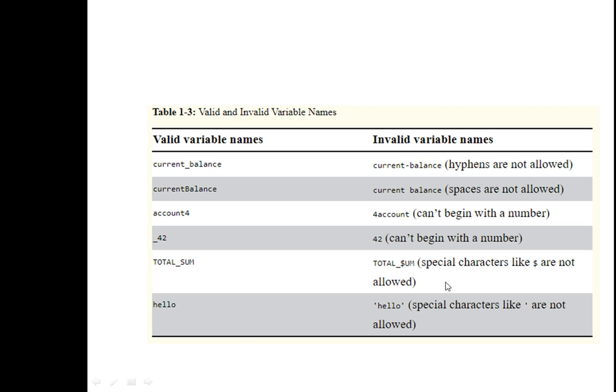Can you have special characters inside your variable names? No. Dollar is a special character. Special characters are not allowed in variable names. Hello, is it a valid variable name? Yes. Can I have a string, that means hello enclosed within quotes? No, because the rule is special characters are not allowed in variable names. Quotes, single quotes or double quotes, are also special characters, so it is not allowed.